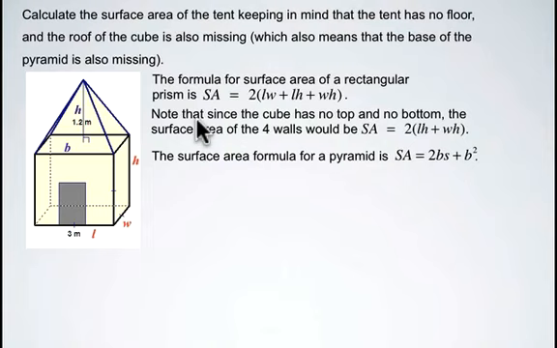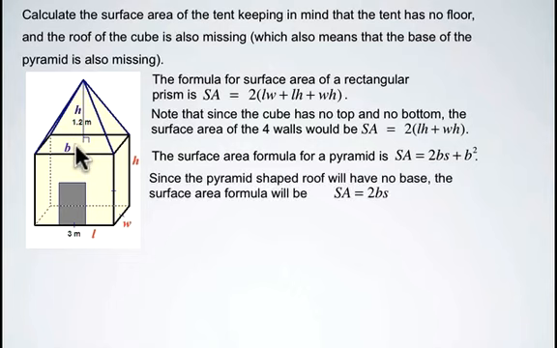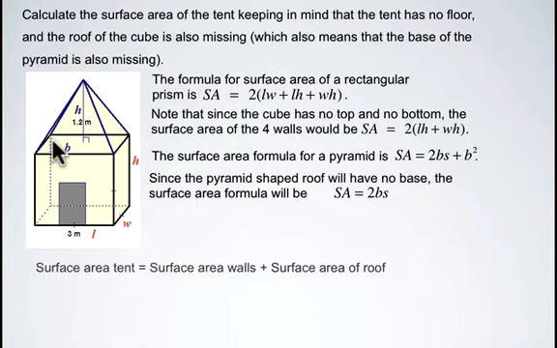The surface area formula for a pyramid is surface area equals 2 multiplied by the base multiplied by the slant height plus the base squared. Since we do not have a base to this pyramid, we also need to remove part of this formula. The part that will be removed is the plus base squared, since that would be the portion of the formula that would calculate the area of the base.